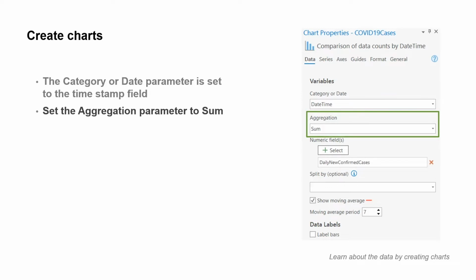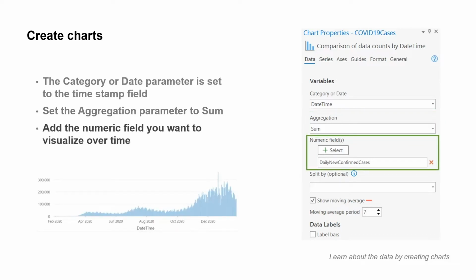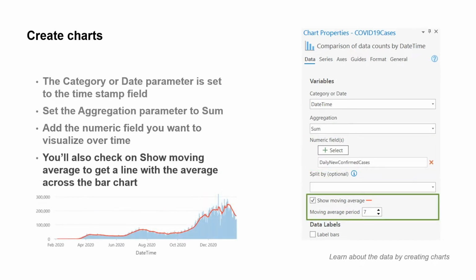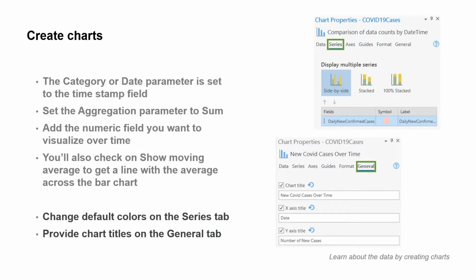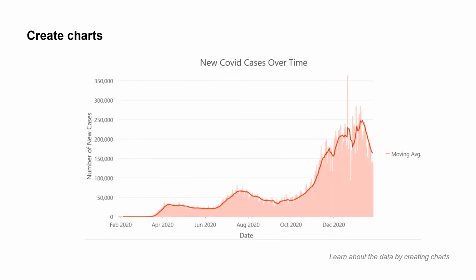And we'll set the aggregation parameter to sum to add up the values for all counties. Select the daily new confirmed cases as the numeric field we want to visualize. So for each day, the daily new cases for all counties are summed. Finally, we'll check on Show Moving Average to draw a line with the average number of new cases at the top of the bar chart. On the Chart Properties pane, we can click on the Series tab to change the default colors, and we can click on the General tab to update the chart titles. And this is our final chart.